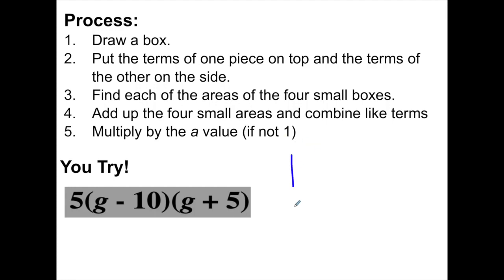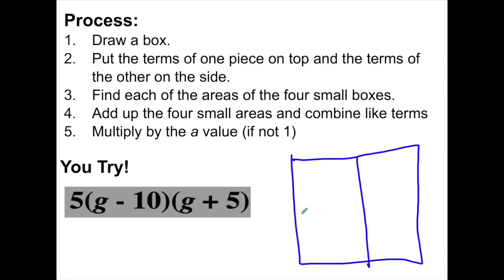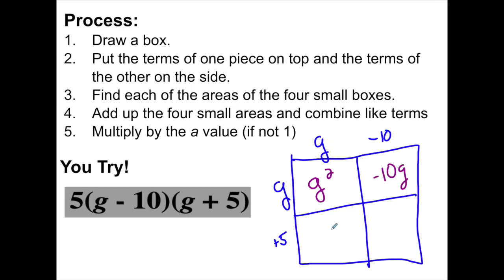All right, so remember, the first thing we're going to work on is the g minus 10 and the g plus 5. So let's do it. G minus 10, g plus 5. I'm going to change colors to get creative here. So g times g, g squared, g times negative 10, negative 10g, g times 5, 5g, 5 times negative 10, negative 50, right?